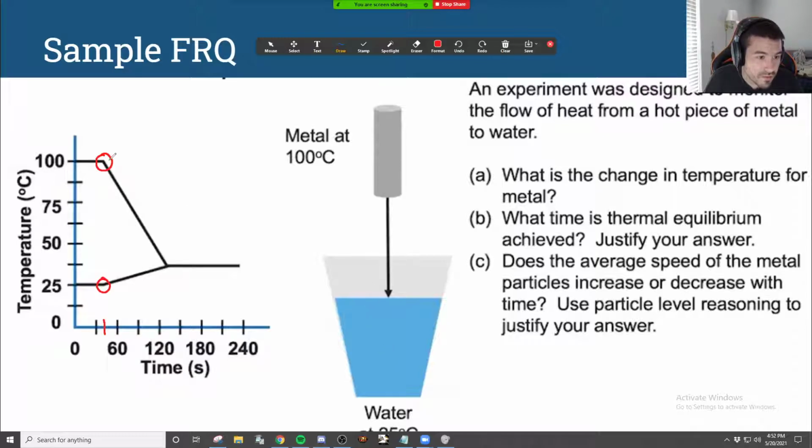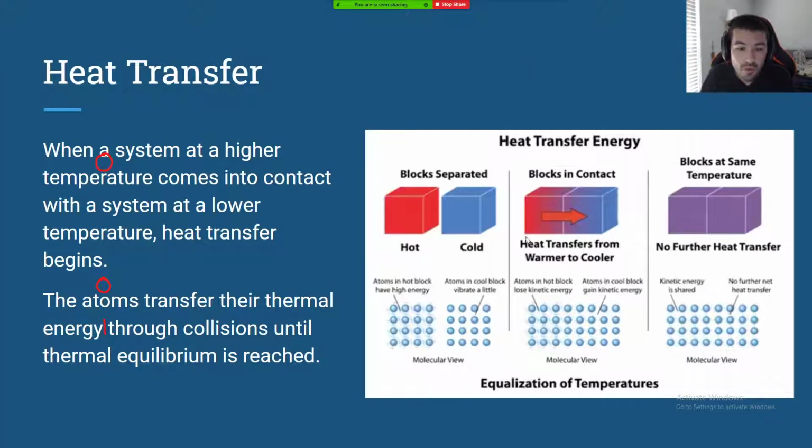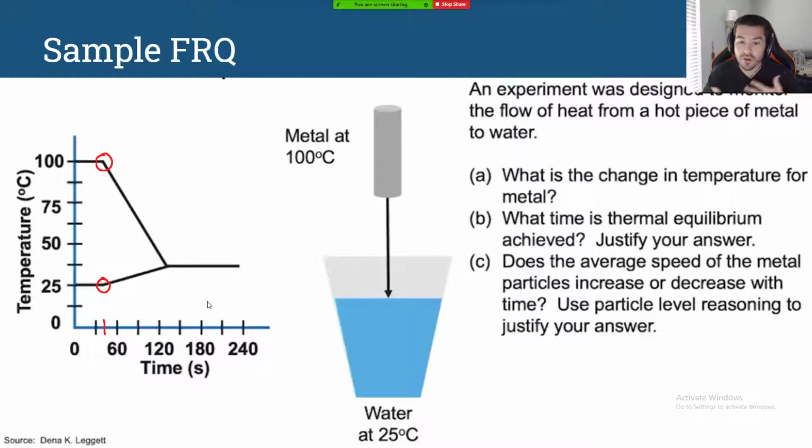I know that because that's when the temperatures start decreasing and increasing respectively. The metal's cooling down, the water's heating up. That's only happening because they've come into contact with one another. Remember, if I go back to this previous slide, thermal equilibrium is reached through collisions. So the particles have to be in contact with one another in order for that heat transfer to take place. So that's where they come into contact with one another.